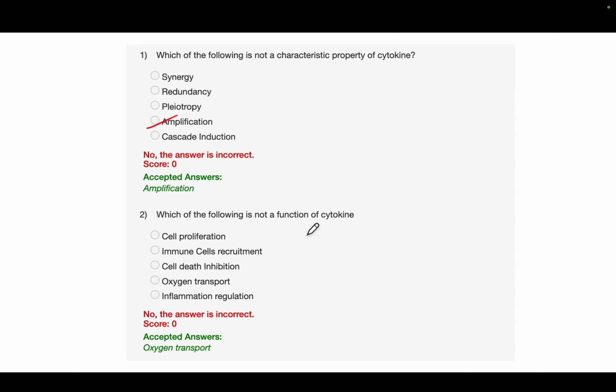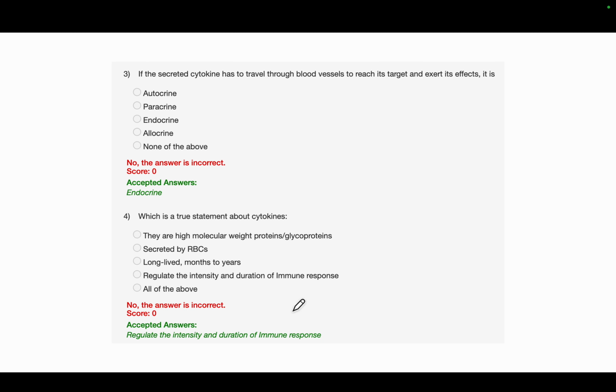Which of the following is not a function of cytokine? Cell proliferation, immune cell recruitment, cell death inhibition, oxygen transport, inflammation regulation. Obviously, oxygen transport is not a function of cytokine. Cytokines do act in cell proliferation, immune cell recruitment, cell death inhibition, inflammation regulation, but not oxygen transport.